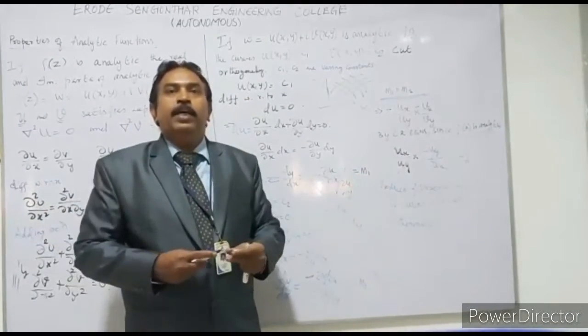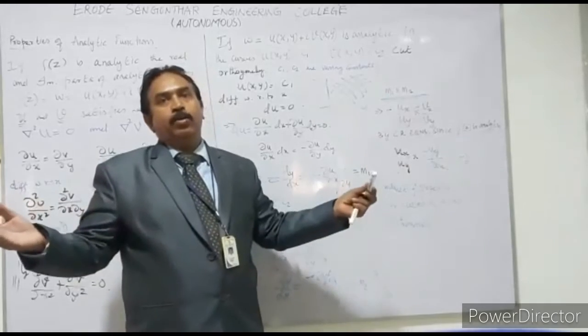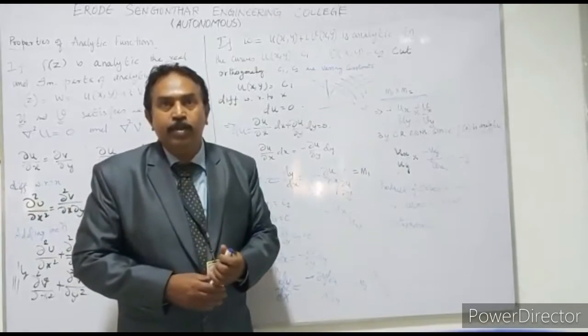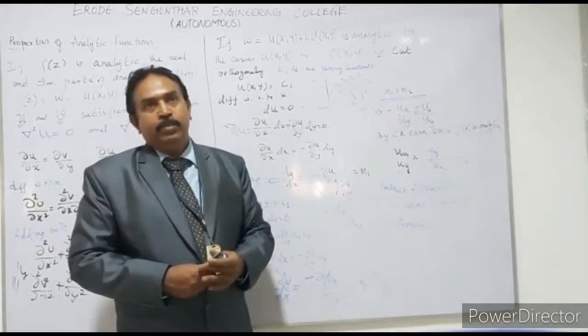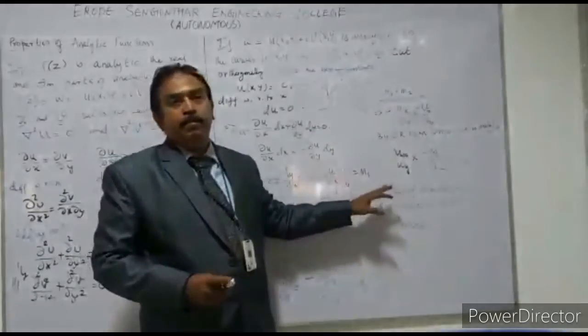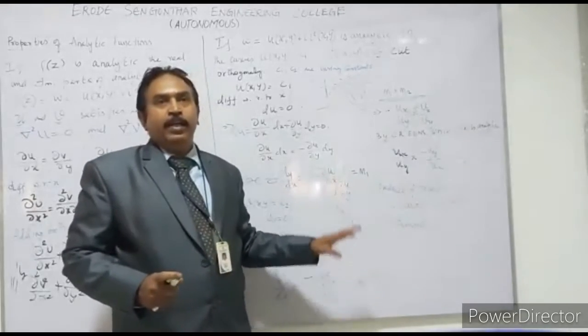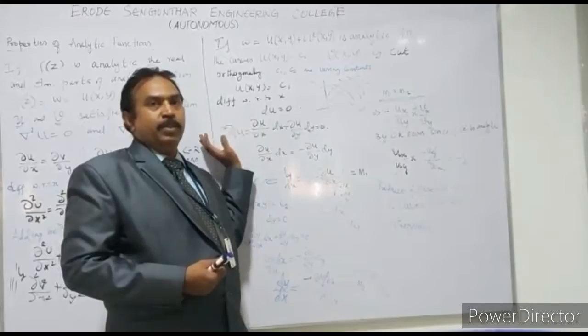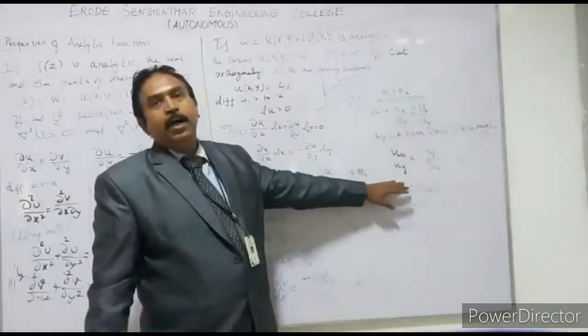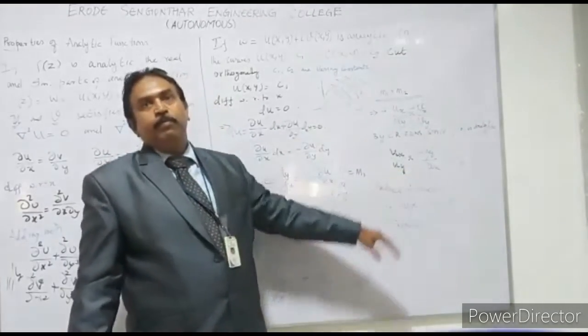So the real and imaginary parts cut orthogonally, which is another property of complex variables. So these two are the major properties: when a function is analytic, it satisfies the Laplace equation and the curves cut orthogonally. Thank you.